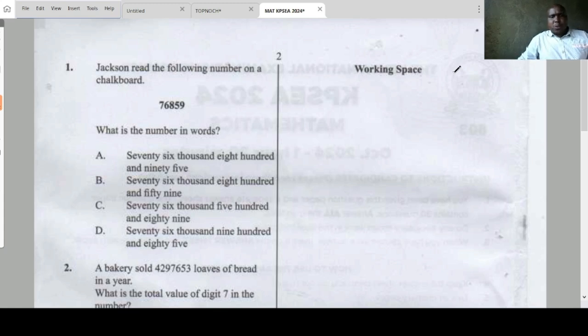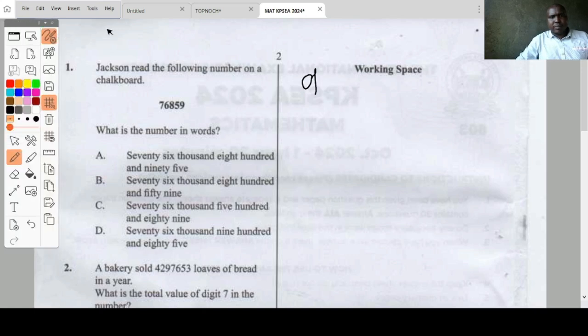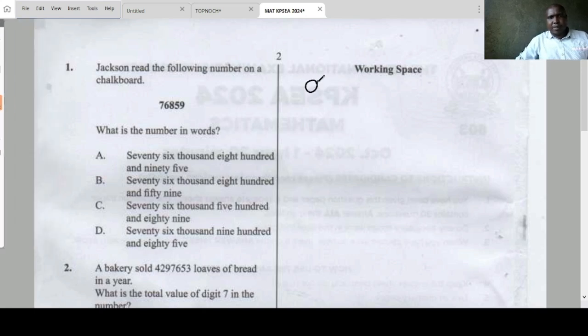Jackson read the following number on a chalkboard. What is the number in words? For you to write the number in words, first write the number down. So the number is 76859. From the right side, divide this number 3, 1, 2, 3, then put a comma. Now that one will help you to read the number.